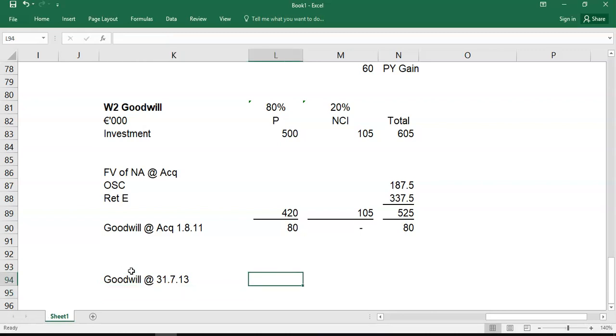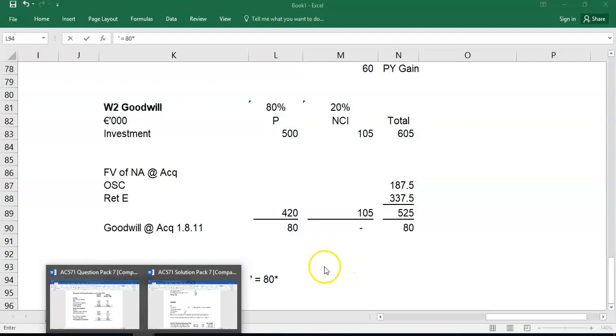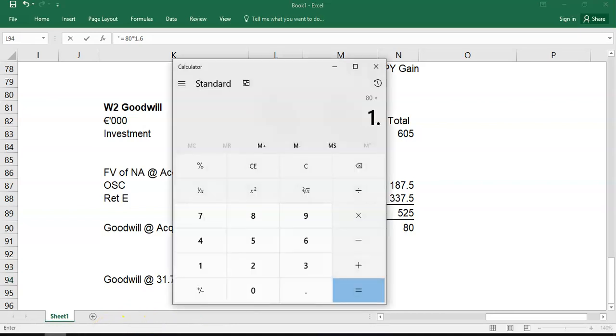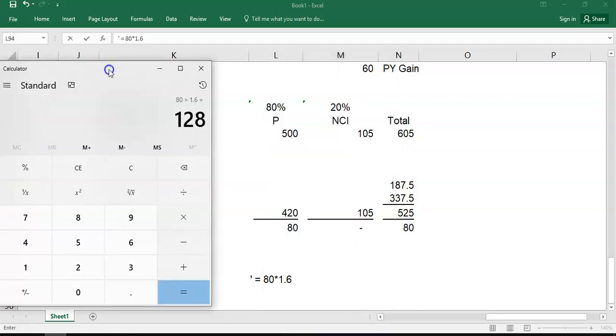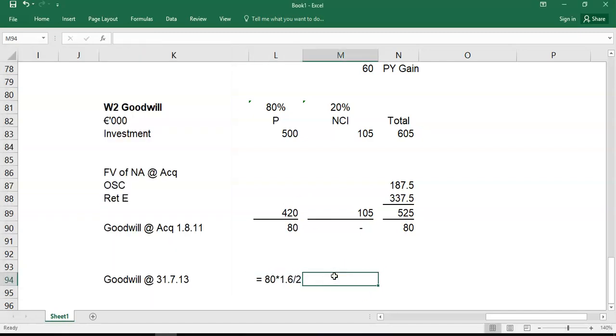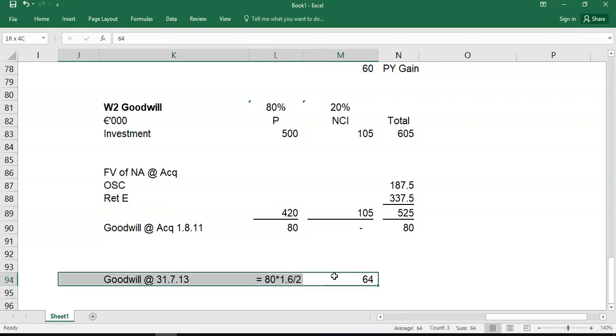And how you do that is, you say goodwill was 80 2 years ago. You multiply by the exchange rate 2 years ago, which was 1.6. That will bring it back to what it was in bingos. So 80 times 1.6. Goodwill was actually 128 bingos. And you now divide by 2, which is the closing rate at the end of the current reporting period. Divide by 2, which means the updated goodwill is 64. So your goodwill at the reporting year end now is going to be 64,000. So that's how you retranslate it.